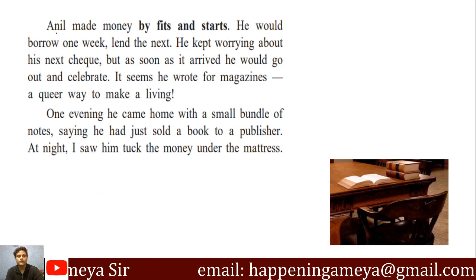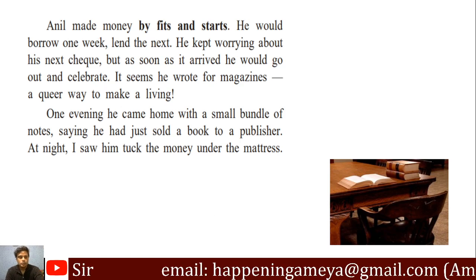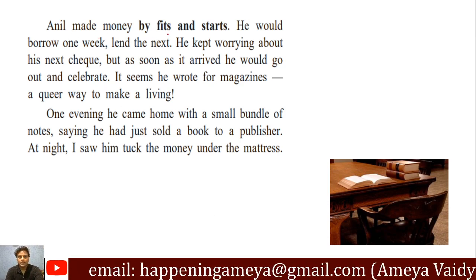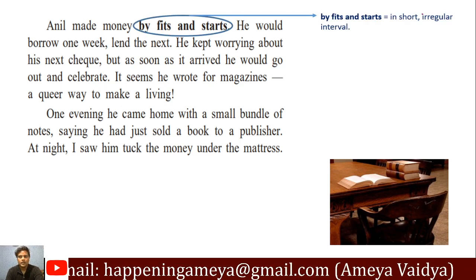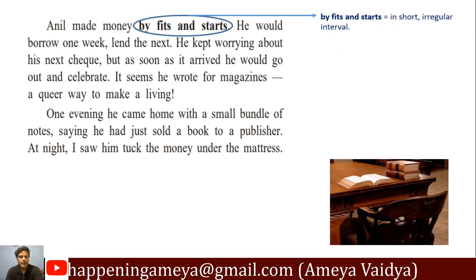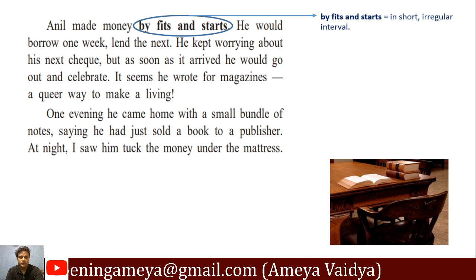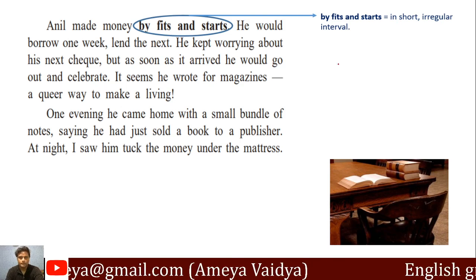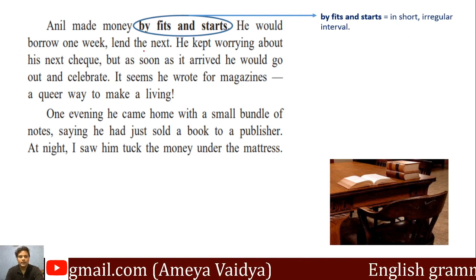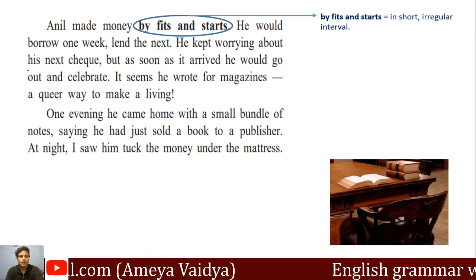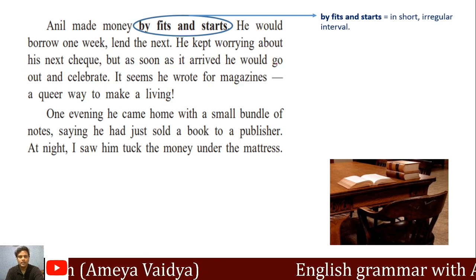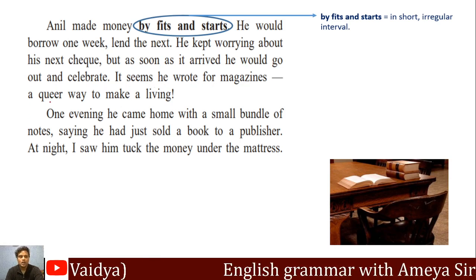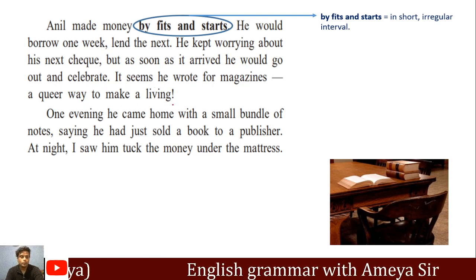Let's continue with the story. Anil, again, stop doing your work, guys. Pay undivided attention here. Anil made money by fits and starts. What do you mean by that? In short, irregular intervals. Guys, I think I told you about this at the introduction. So he made money, definitely, but that was not a regular source of income. He would borrow one week and lend the next. He kept worrying about his next check, but as soon as it arrived, he would go out and celebrate. It seems he wrote for magazines, a queer way to make a living.